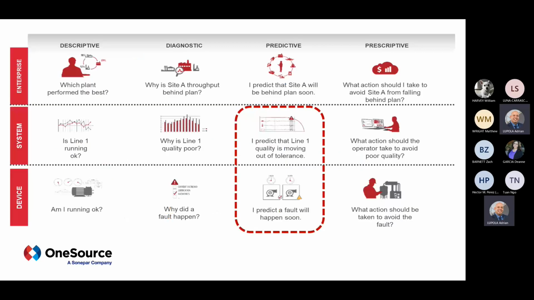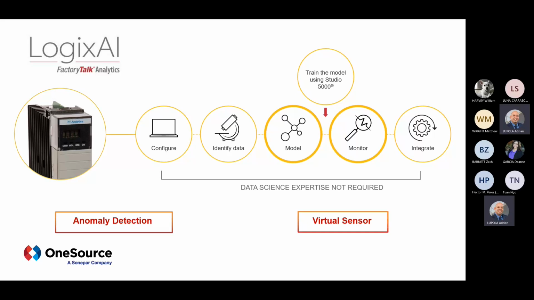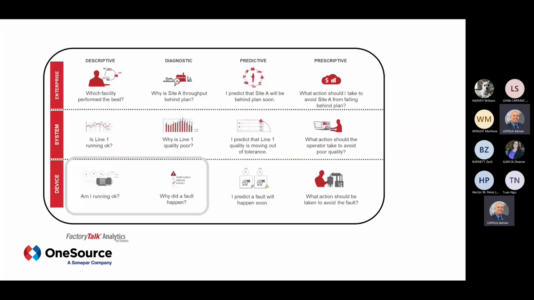The next we have here is in the predictive area. So this covers both the device and the system layer, asking if the line is having issues. If I predict that line 1 quality is moving out of tolerance, it'll give some predictive information, as well as at the device level. It'll help predict if a fault will happen soon. So getting away from user intervention and moving a lot more to system intervention. This can be seen in Logix AI, where it takes some anomaly detection that's out there, applies virtual sensors and information that you apply to it to generate dashboards that will really be insightful as to why an outage might be happening.